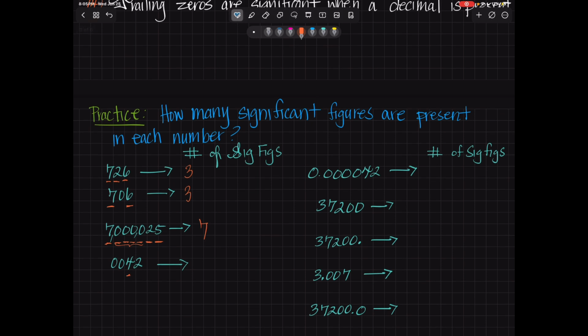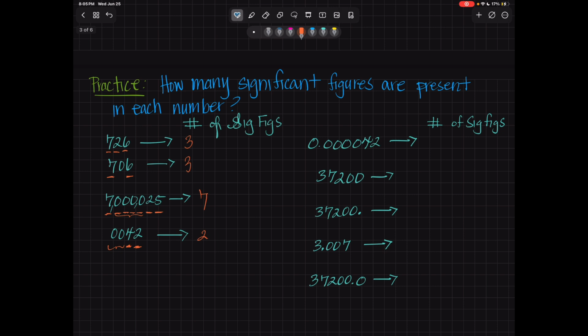Okay, how about here? We have 1 and 2 non-zero numbers. And we also have 2 zeros that are leading. And as we know from the rules, leading zeros are not significant. So in this case, we just count our 2 non-zero numbers, 1, 2, and that leads us to 2 significant figures.